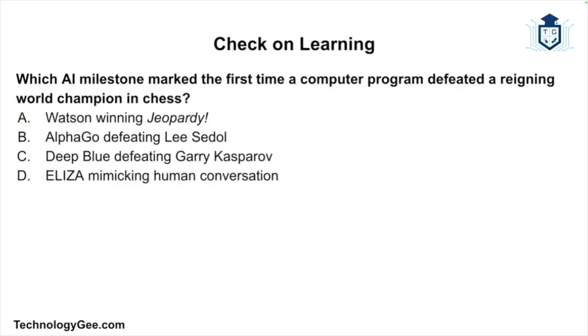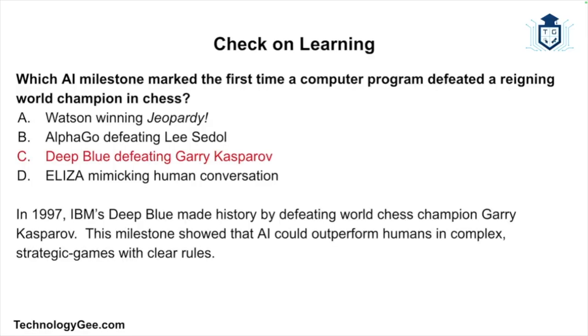Next question: which AI milestone marked the first time a computer program defeated a reigning world champion in chess? Would this be Watson winning in the game show Jeopardy? Would this be AlphaGo defeating Lee Sedol? Would this be Deep Blue defeating Gary Kasparov? Or would this be Eliza mimicking human conversation? And the correct answer is Deep Blue defeating Gary Kasparov. So in 1997, IBM's Deep Blue made history by defeating world chess champion Gary Kasparov. And this milestone showed that AI could outperform humans in complex strategic games with clear rules.